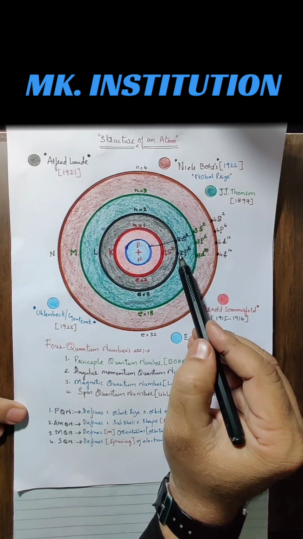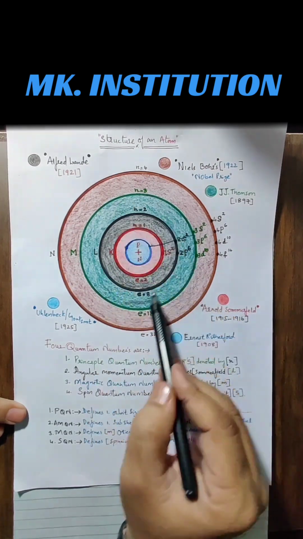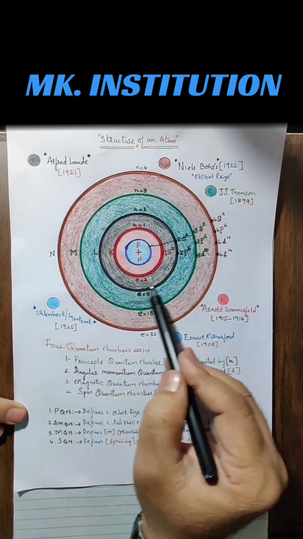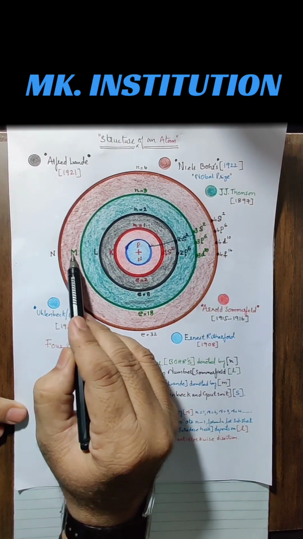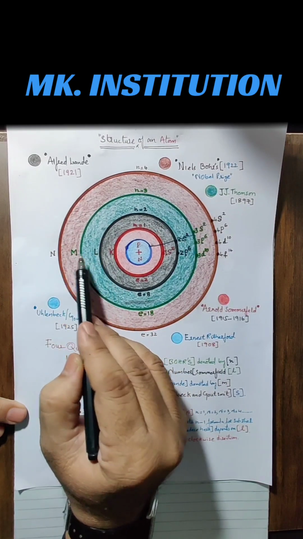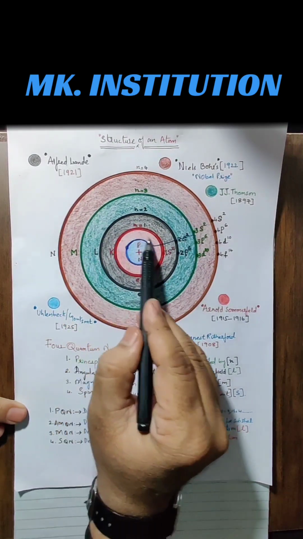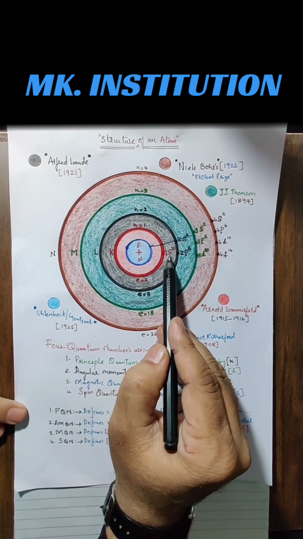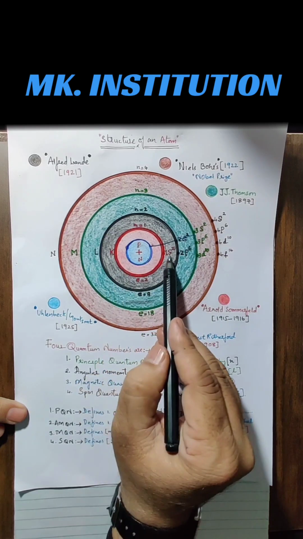What is a subshell? This is the shell, the red color one, N1. This is N2, this is N3, N4. These are called shells. And what are the shell names? K, L, M, N. These are the shell names. Inside the shells, subshells are there. This is the K shell. Inside the K shell, the s subshell is there. Understood? Okay, one subshell is there.